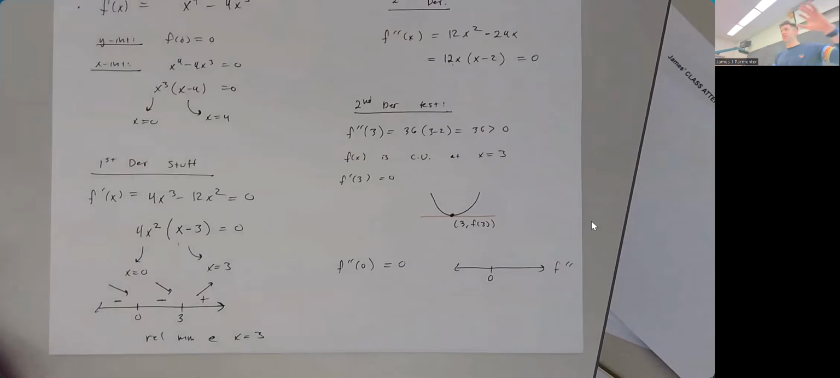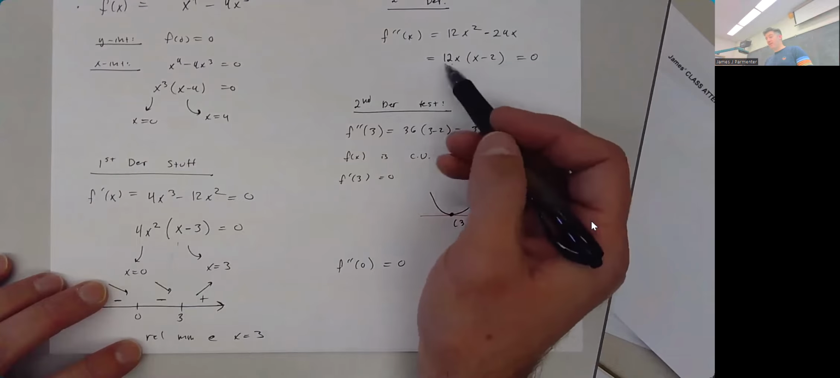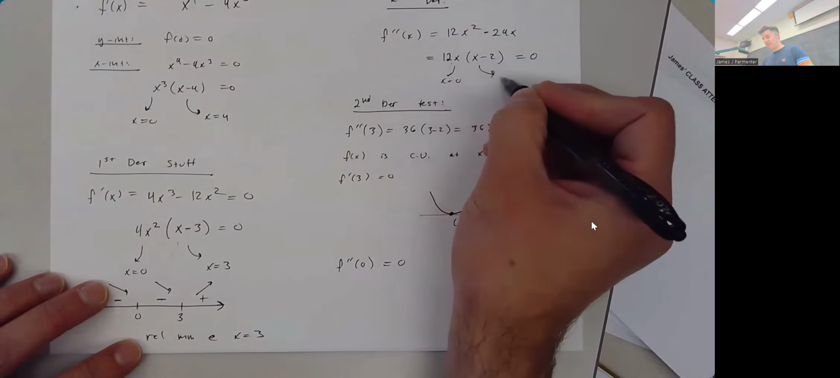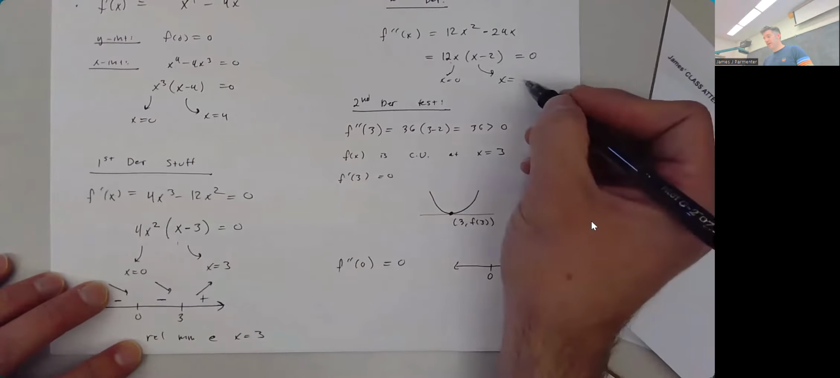Show me on your fingers. What is the other number I'm looking for? It only requires one hand. So if I set the second derivative equal to 0, I get x equal to 0. What else do I get? Yeah, it's equal to 2.